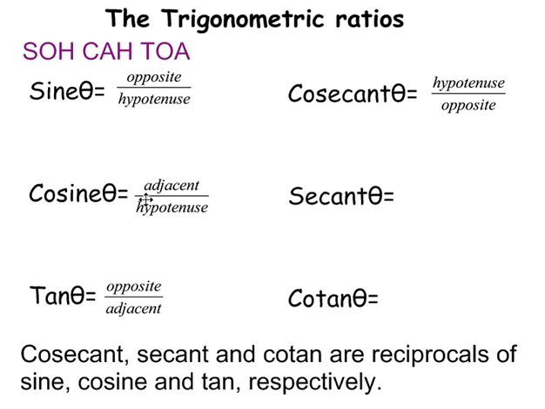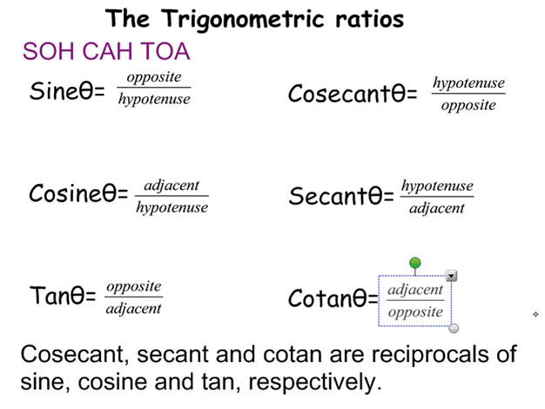Secant is the reciprocal of cosine, so it's hypotenuse over adjacent. And cotangent is the reciprocal of tangent, so it's adjacent over opposite. So you just have to flip tangent and you get cotangent.